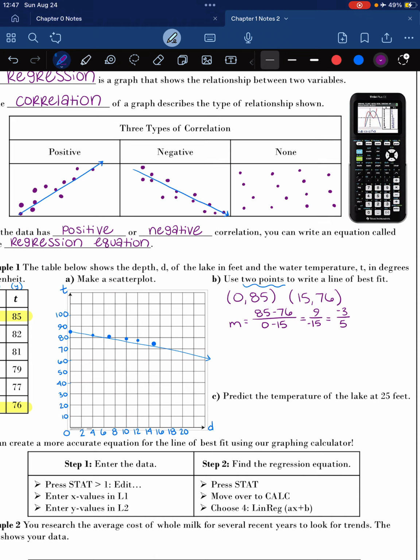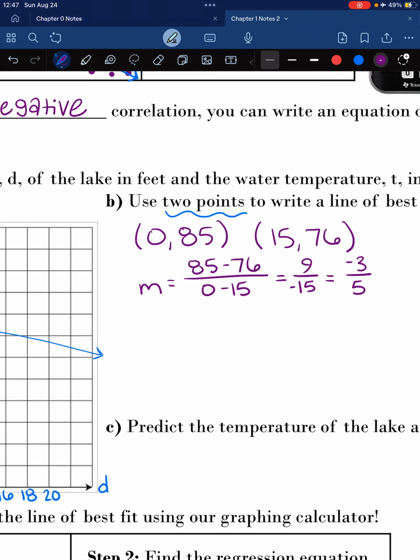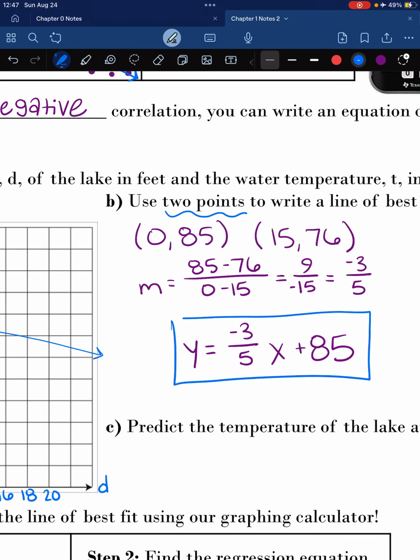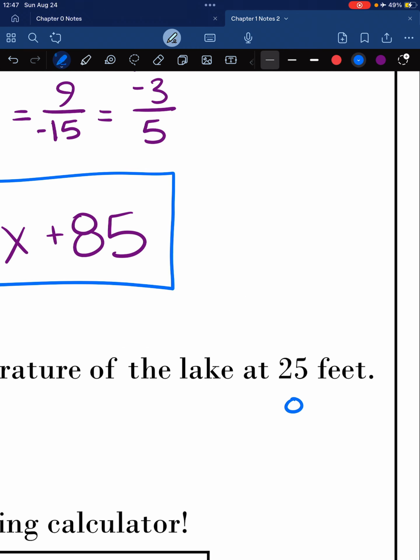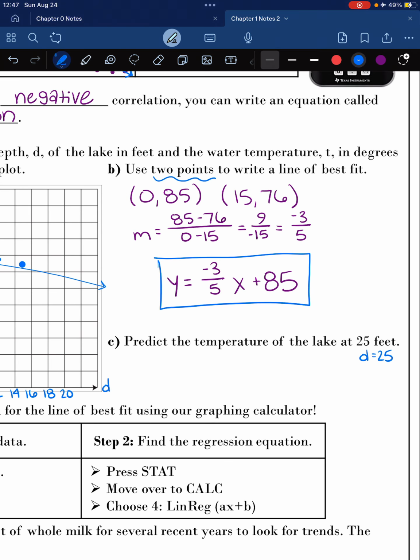And I am going to choose y-intercept form because I can very clearly see that that y-intercept is 85 there. So y equals negative 3/5 x plus 85. So that is going to be my best guess at a line that goes through that data. Okay, and then I can go ahead and predict the temperature of the lake at 25 feet. So that's going to be the depth is 25.